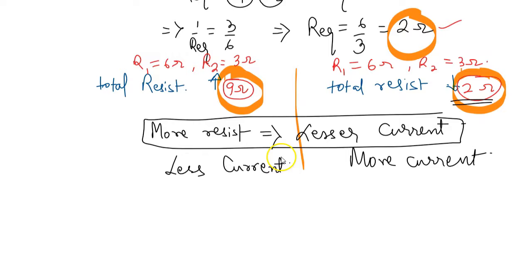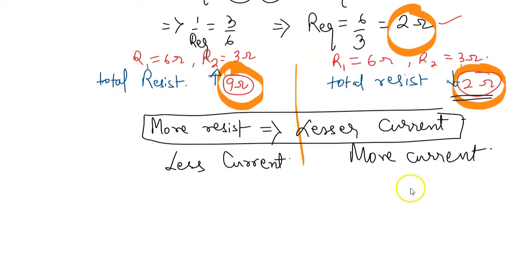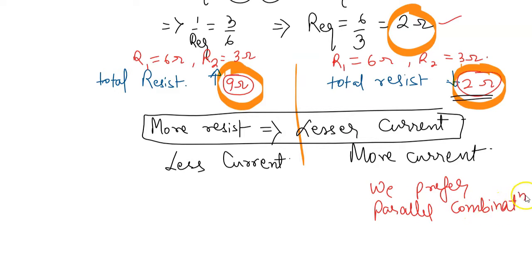Okay, so which circuit will we prefer? We will of course prefer the parallel combination. Why? Because there are two advantages. Let us write those advantages, because that will make it very clear why we prefer the parallel combination.